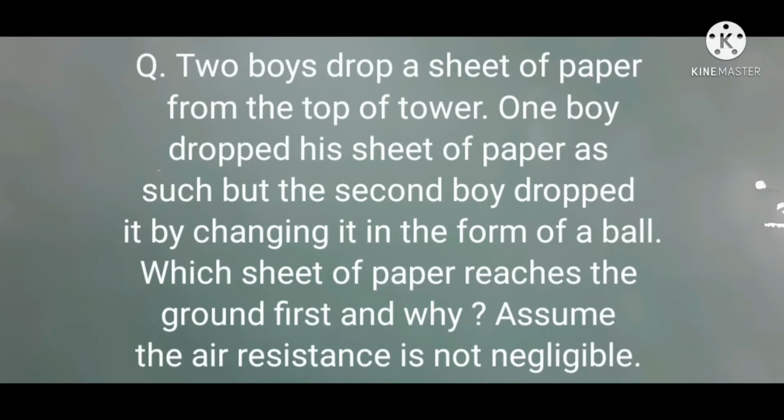Two boys drop a sheet of paper from the top of the tower. One boy dropped his sheet of paper as such, but the second boy dropped it by changing it in the form of a ball. Which sheet of paper reaches the ground first and why? Assume that air resistance is not negligible.